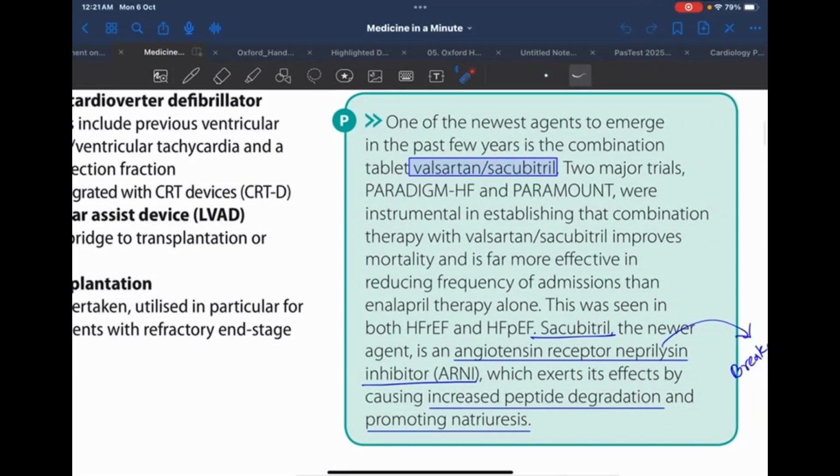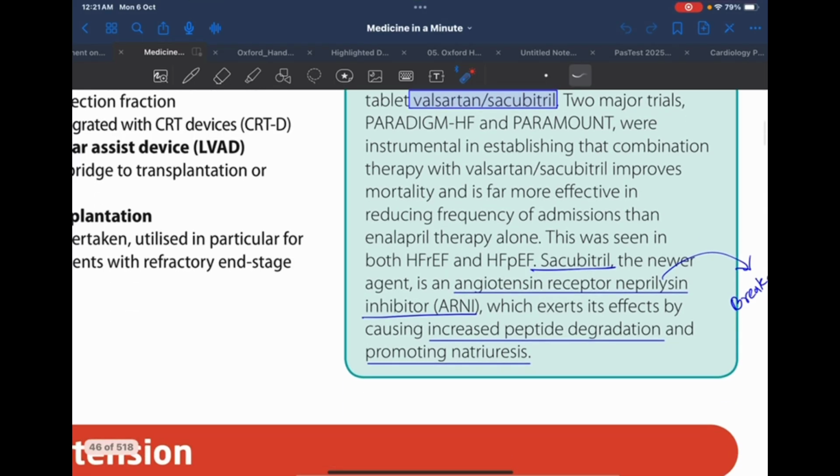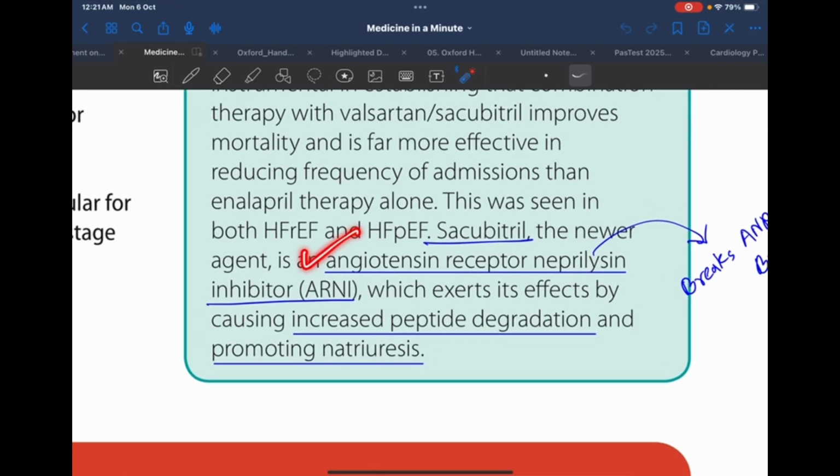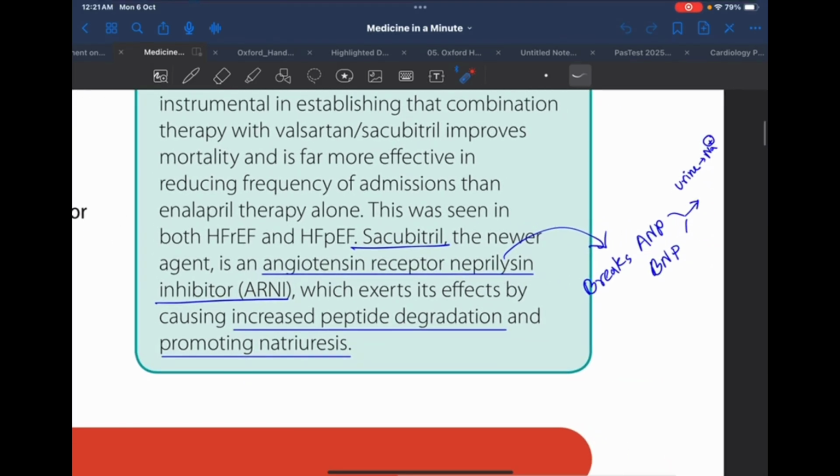But nowadays, the newest agents are used, such as the combination of valsartan and sacubitril. So what is sacubitril? It is an angiotensin receptor neprilysin inhibitor. Neprilysin inhibitor actually inhibits the breakdown of ANP and BNP.